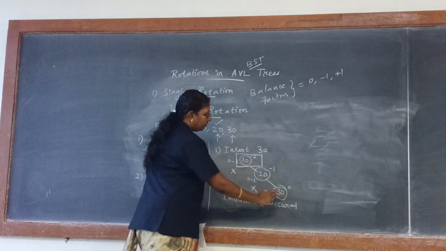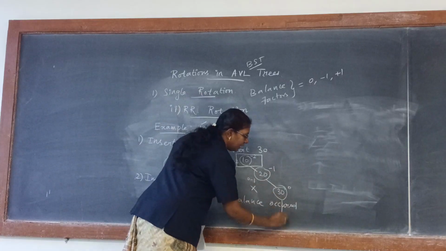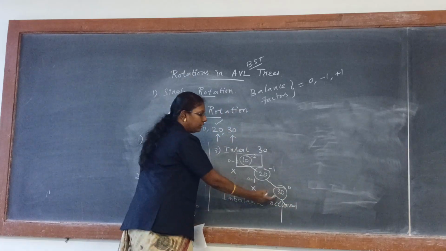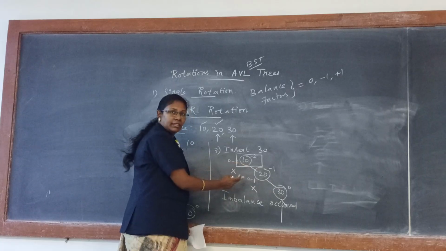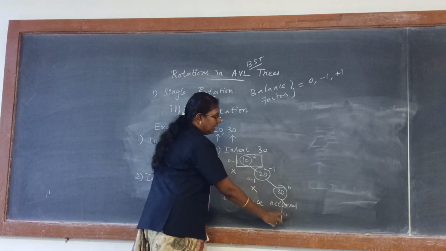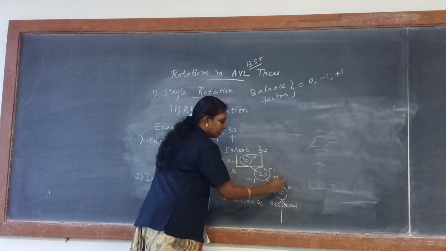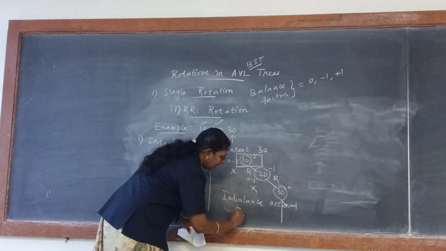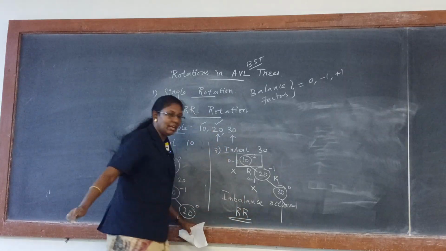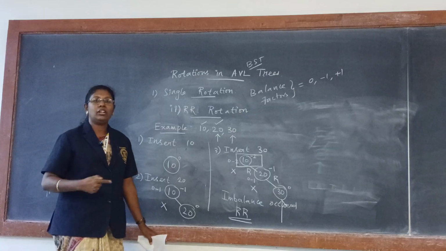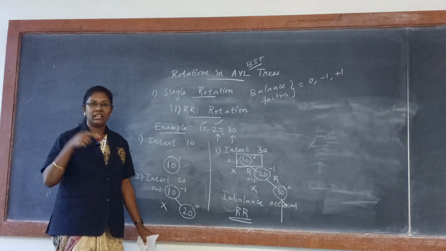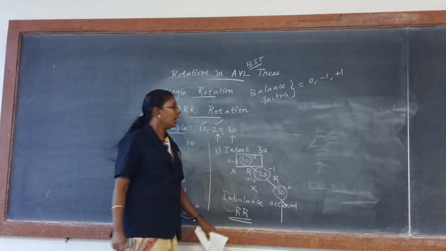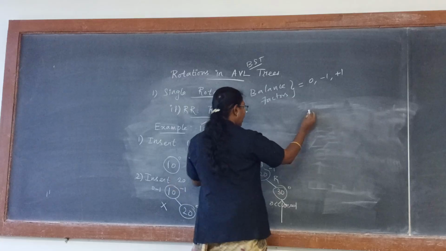Okay. So now this imbalance occurred only by inserting the value of the node 30 into this tree. That means this 30 is inserted to the right child of the right subtree. So the imbalance occurred is RR imbalance. To remove the imbalance and make the tree a balanced one, we need to perform RR rotation. Okay, so for this I am going to perform RR rotation.